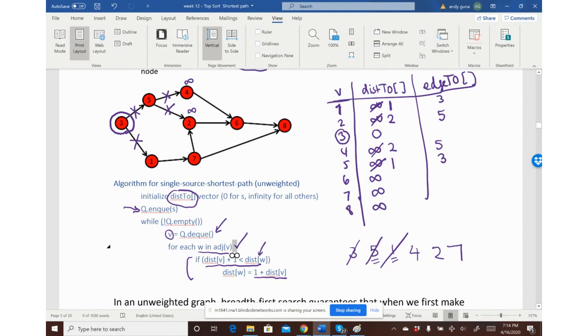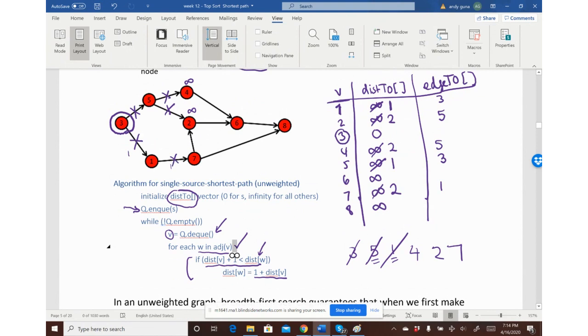Now, what I'm going to do is, because I know the distance to 1 is 1, if I add another one, it will be the distance to 7. That would be 2, which is less than infinity. In this case, that 2 was obtained because I came from 1 to get that distance. Okay, so now I say this is processed.